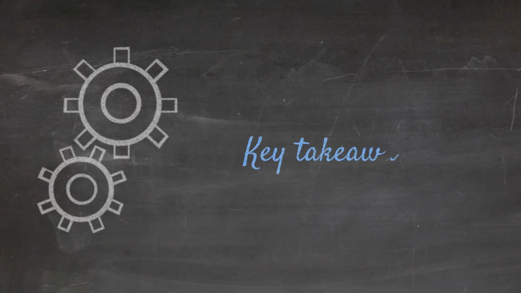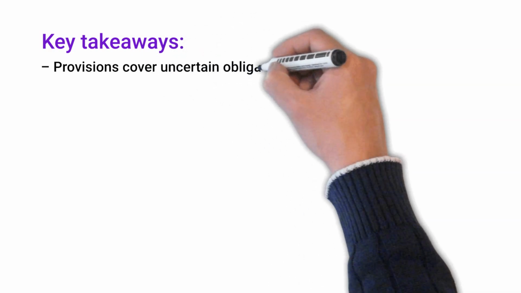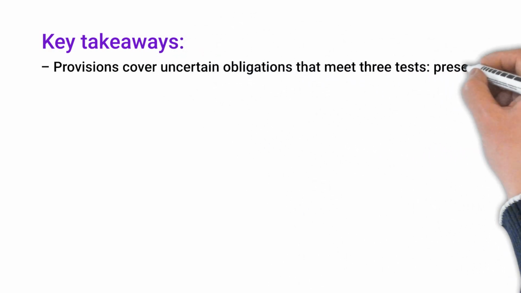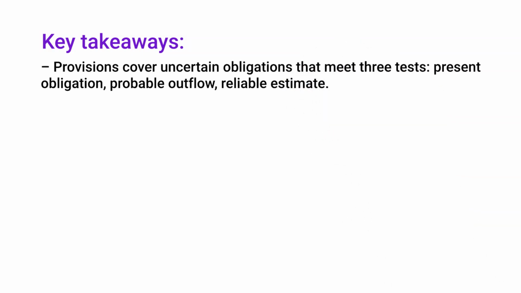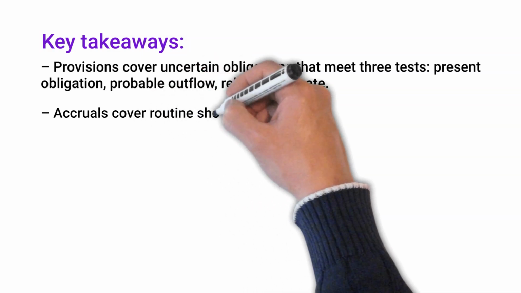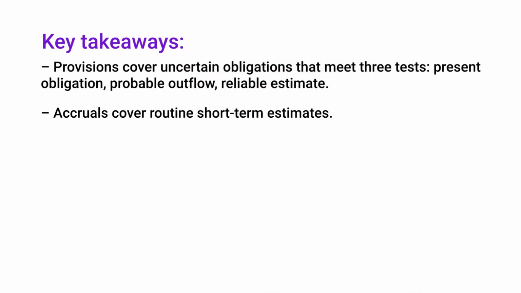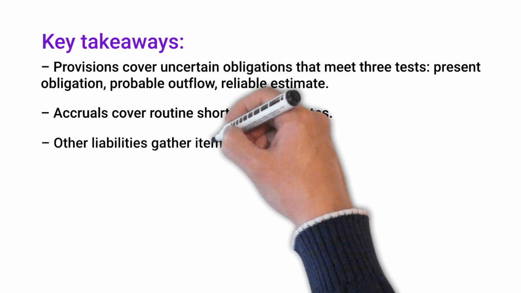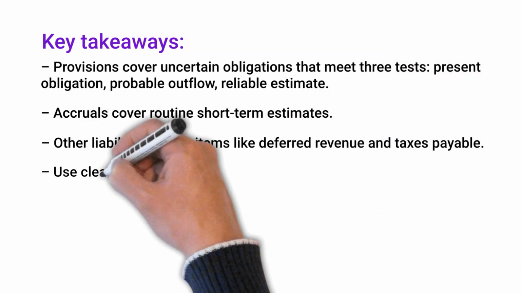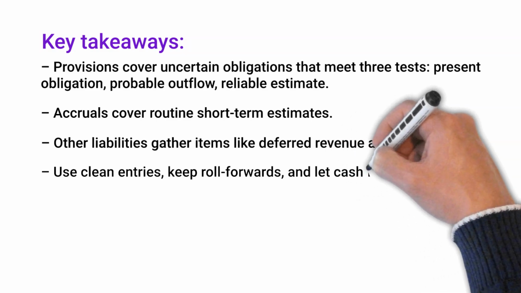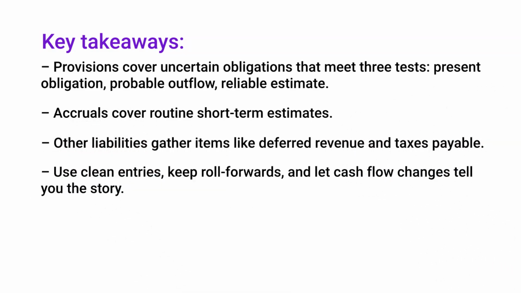Now let's summarize the lesson. Provisions cover uncertain obligations which meet 3 tests. Present obligation from the past event, outflow is probable and the amount can be reliably estimated. Accruals cover routine short-term estimates. Other liabilities gather items like deferred revenue and taxes payable. Use clean entries, keep roll forwards, and let cash flow changes tell you the story. That is provisions and accruals in plain language.